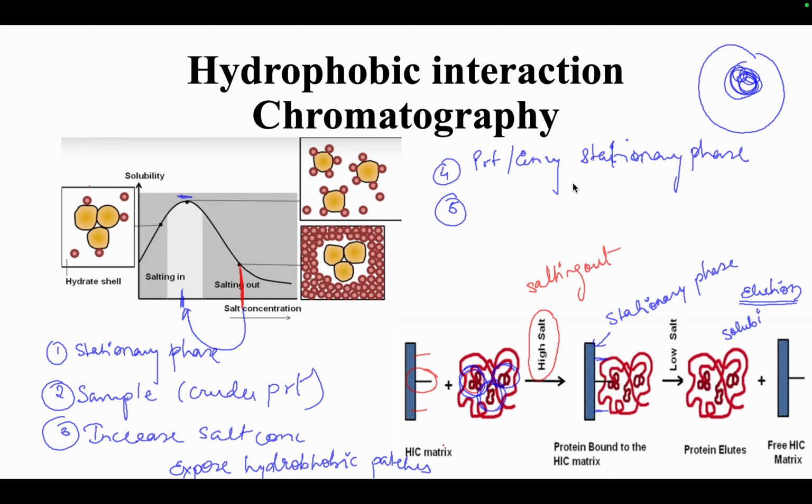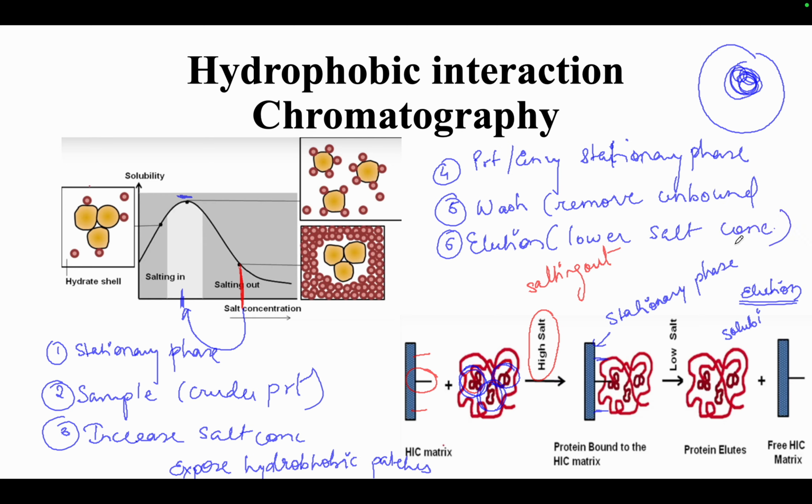And once it has bound, we can do the washing to remove the unbound protein, and the final step is elution. So how do we elute it? We'll just lower the salt concentration. Then our protein of interest will get eluted. So this is how we do hydrophobic interaction chromatography.